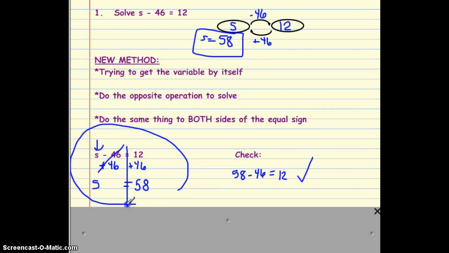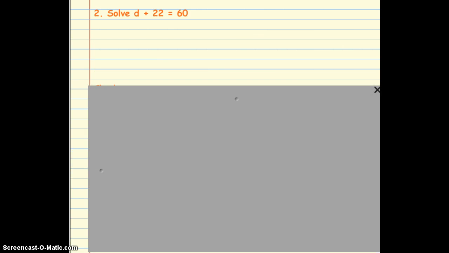Alright, so this is the method, symbolic method, that we are going to be using today and moving forward. This is how I want you to solve the problems. So, let's try problem number 2. We're going to solve d plus 22 equals 60. Alright, so we're trying to get the d by itself. We have our equal sign. Let's first of all draw our line going straight down. If we're going to get d by itself, right now it says plus 22. We need to do the opposite, which means, correct, we need to subtract 22. Okay, whatever we do to the left side of the equal sign, we have to do to the right side. So minus 22.